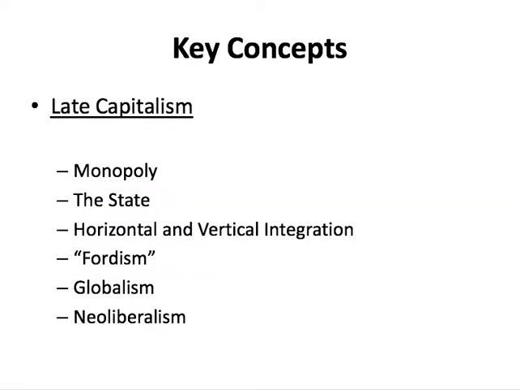And then the key concepts for late capitalism are things like monopoly, the state, horizontal and vertical integration, Fordism, globalism, and neoliberalism. I'm not going to go over too much. You know what a monopoly is. It's when one company controls most of the industry. An example is Standard Oil, which in 1880 controlled 90% of the oil business. The state, you know what it is.